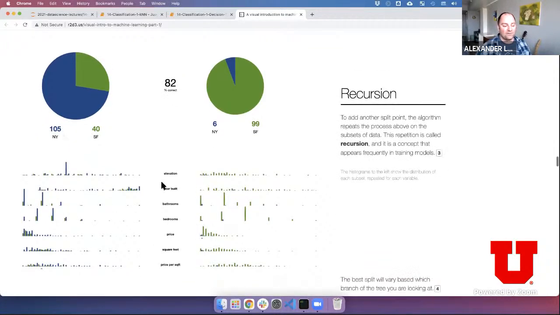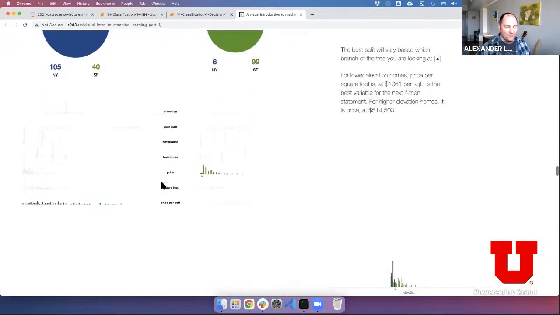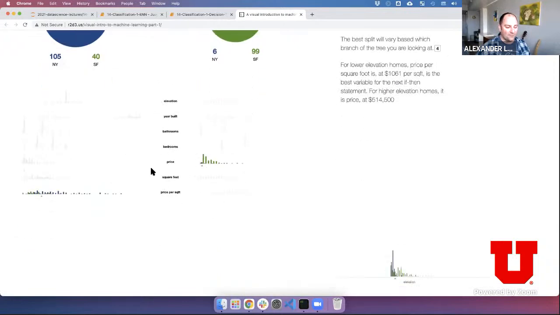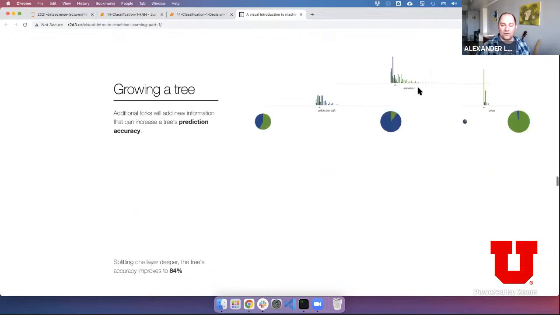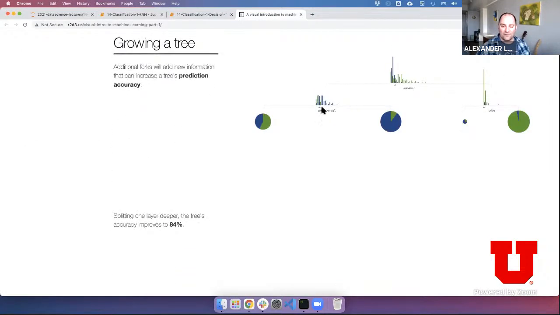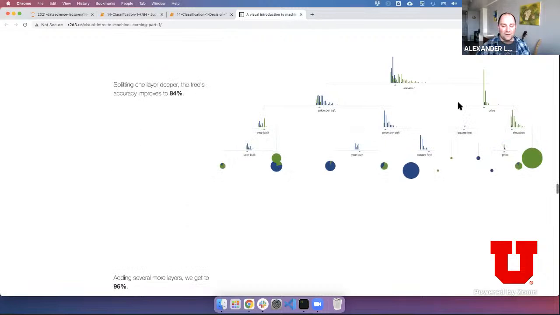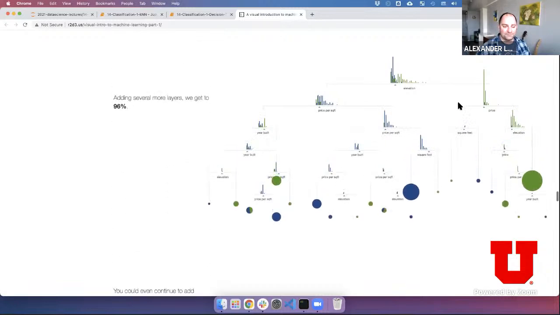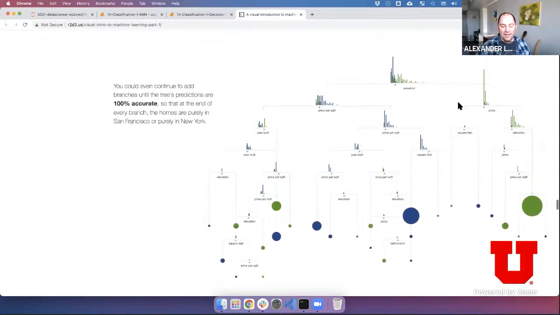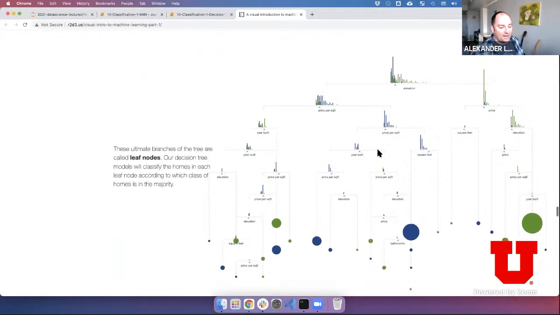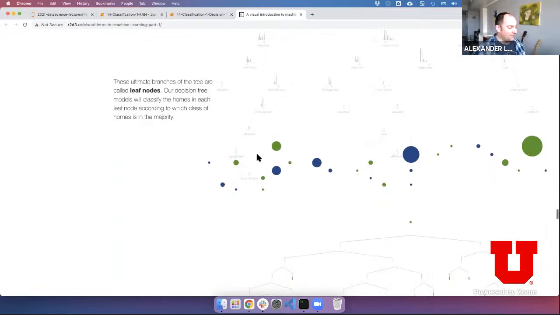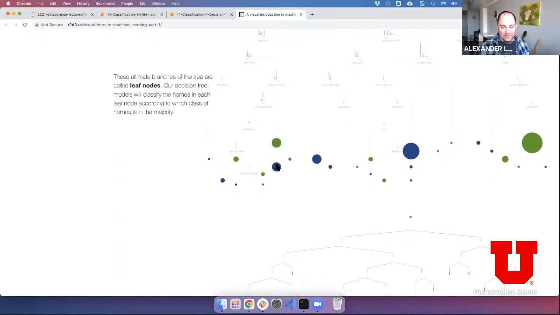Then we can do this for all of these different variables. We can say price is the next factor, price per square foot is the next factor, and then we can create this tree: first elevation. Then if it's lower elevation, we do price per square foot. If it's higher elevation, we do price, and so on. And so we can build up this decision tree. And we have a deep tree now that perfectly classifies our data set. So in this case, we can actually do that.